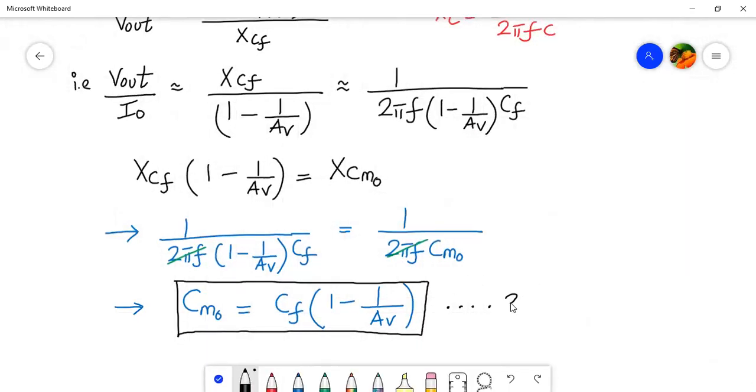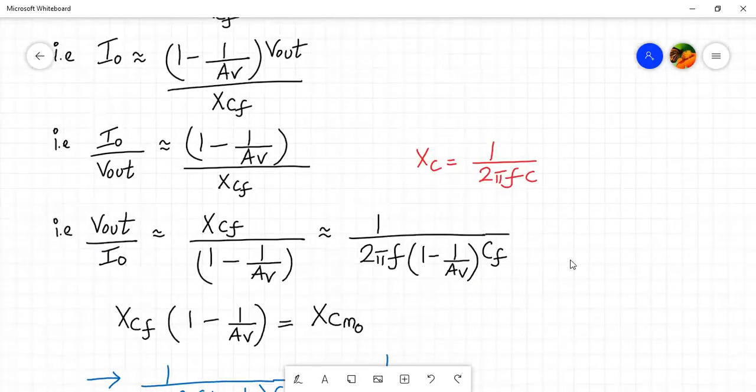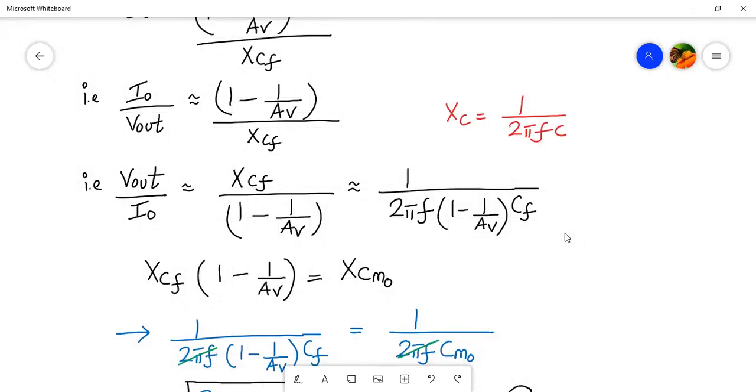Now, how did we get this step? Let's go back to earlier steps. Over here, what we have written is XCF divided by 1 minus 1 upon AV. That we have written approximately as 1 upon 2 pi F into 1 minus 1 upon AV into CF, right? So this 2 pi F into 1 minus 1 upon AV into CF is nothing but my XCMO. Sorry for that.